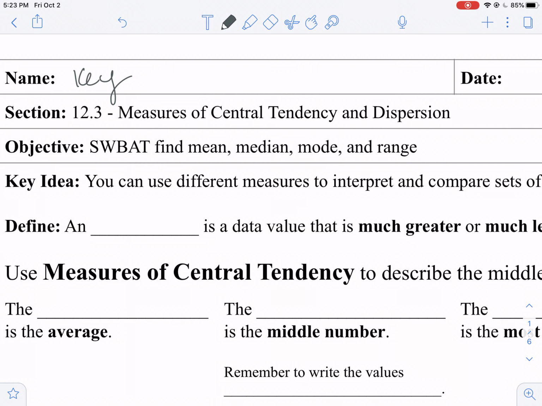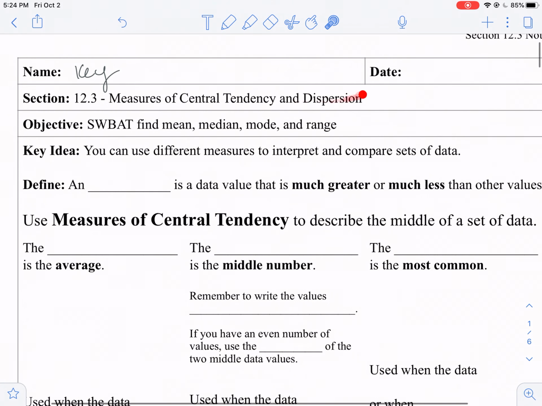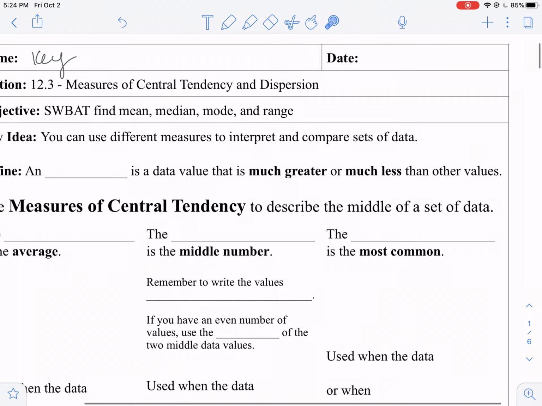Now I know those are a lot of big words, but basically what you'll need to be able to do by the end of the day is to find the mean, the median, and mode. Those are measures of central tendency. And range, that's dispersion. Okay, cool. So our key idea of the day is that you can use different measures to interpret and compare sets of data.